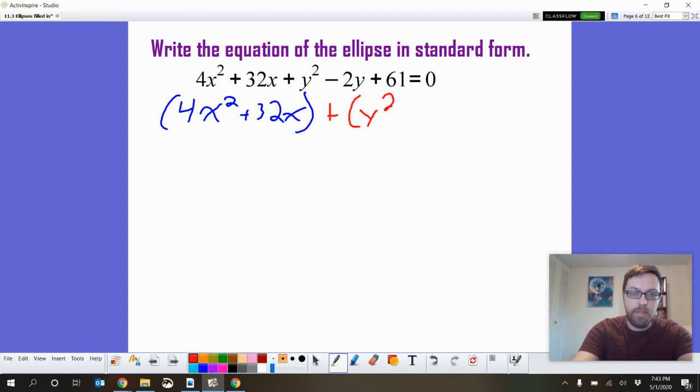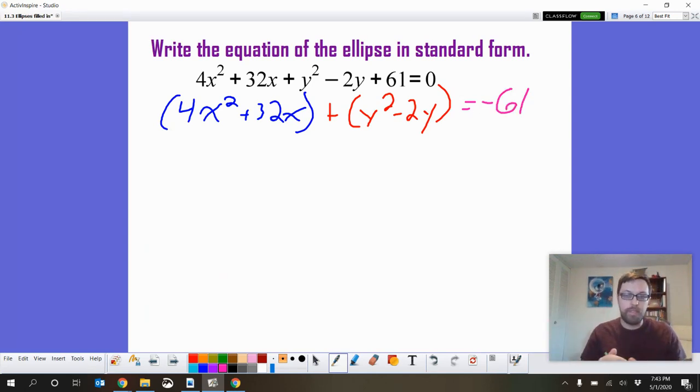Got the y, so y squared minus 2y. I'm not going to group it up. And then we're going to take this 61, we're going to throw it to the other side. Now, that 4 is causing us a little trouble.